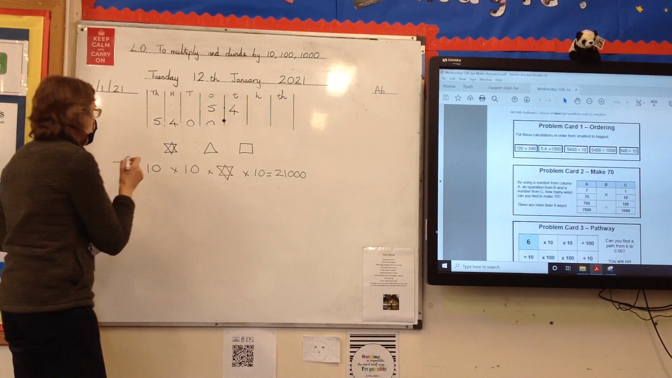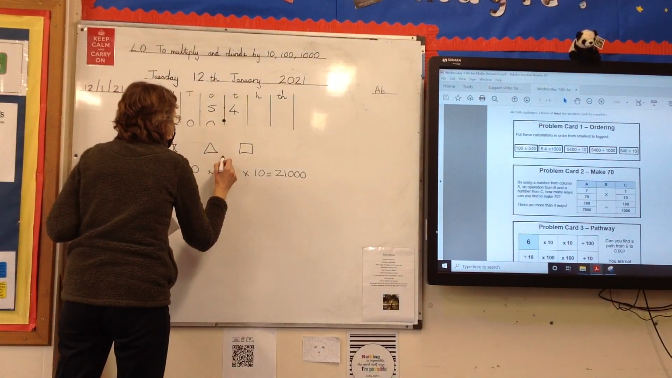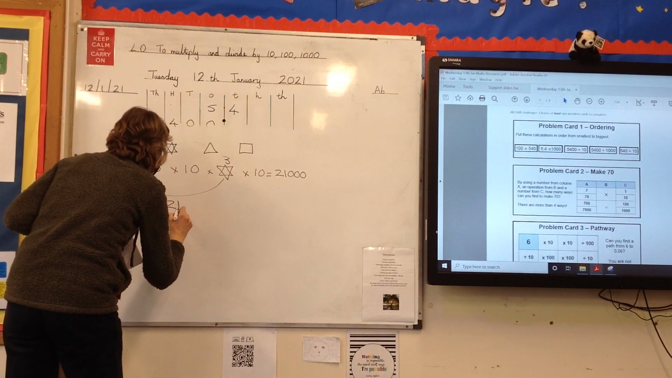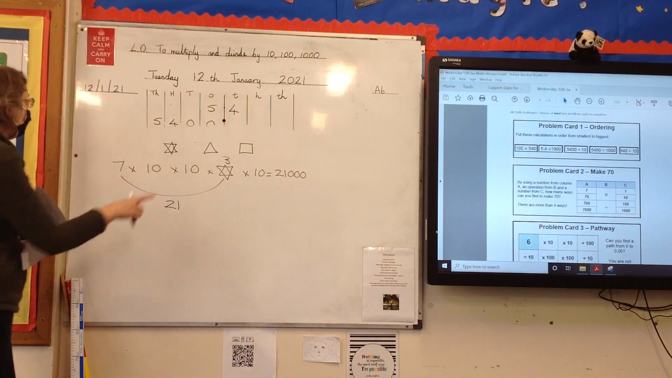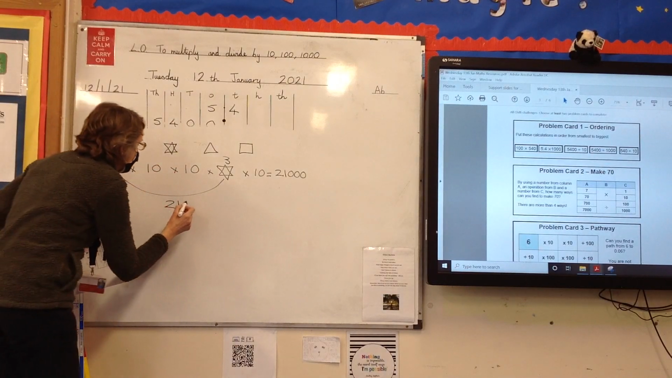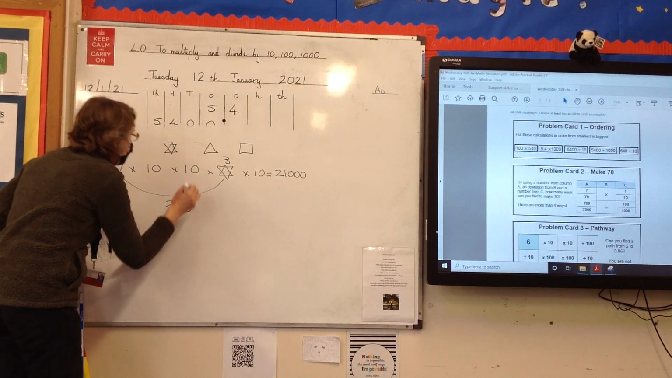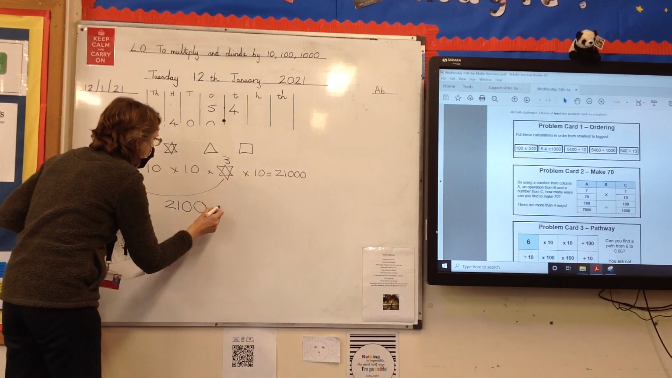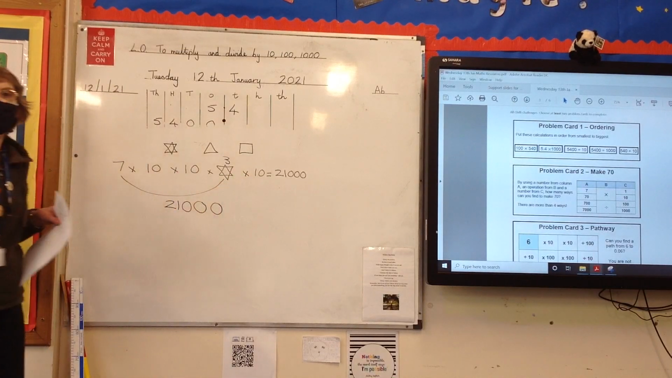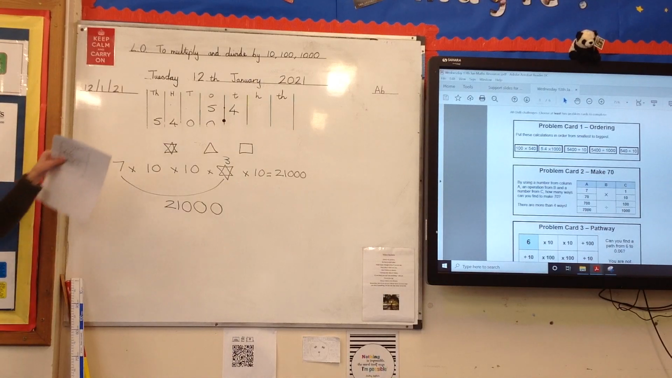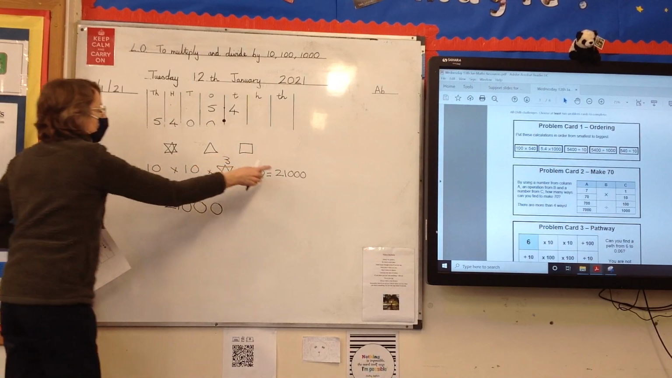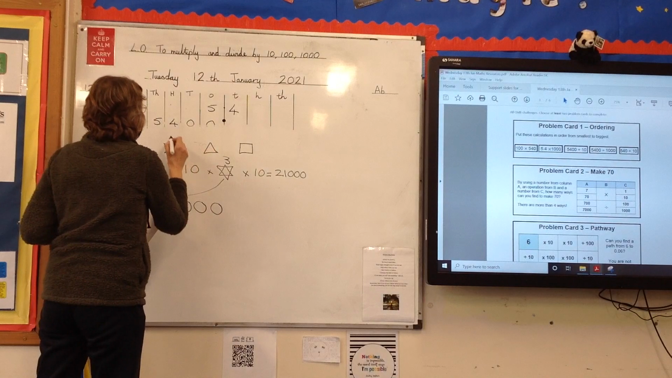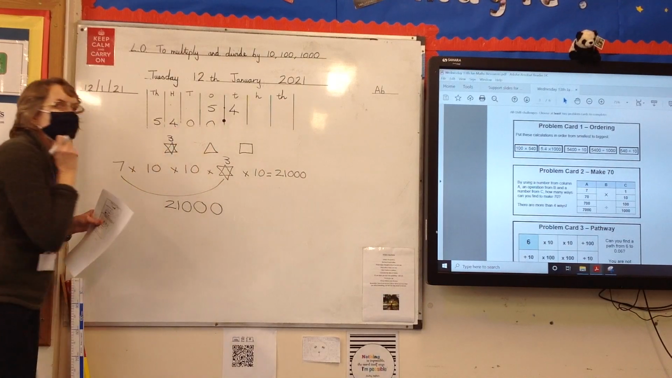7 threes are 21. So if we have 7 threes, that would make 21. If we multiplied 21 by 10, it would make 210. By 10 would make 2,100. And by 10 would make 21,000. Do we see? So actually, that looked quite tricky, but if you know 7 threes are 21, that's not as bad as it looks. And now we know that a star represents the number 3.